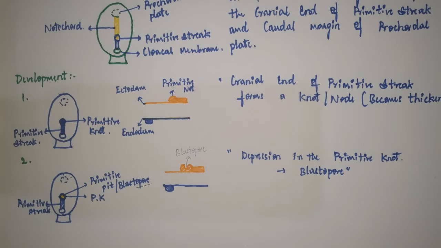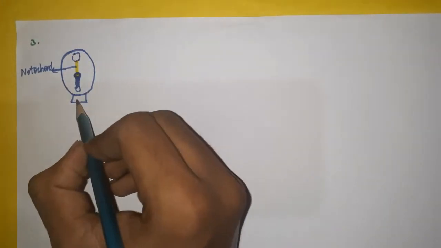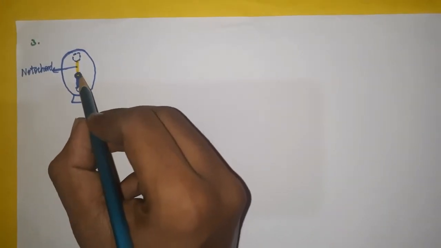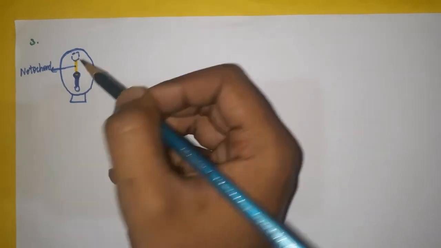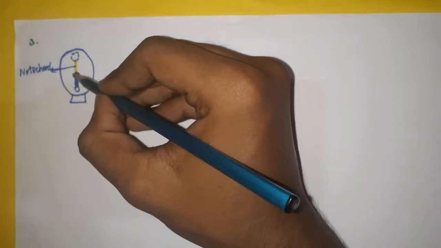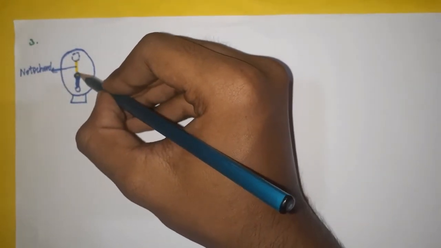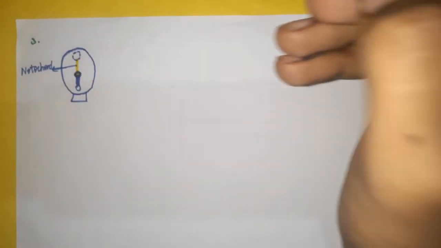Same summary: a depression in the primitive knot, which is called blastopore. Third point in the development. This is the embryonic disc, stalk, cloacal membrane, primitive streak, primitive knot with a depression called blastopore or primitive pit. This is the procaudal plate. See the structure present between the cranial end of the primitive streak and the caudal margin of the procaudal plate.